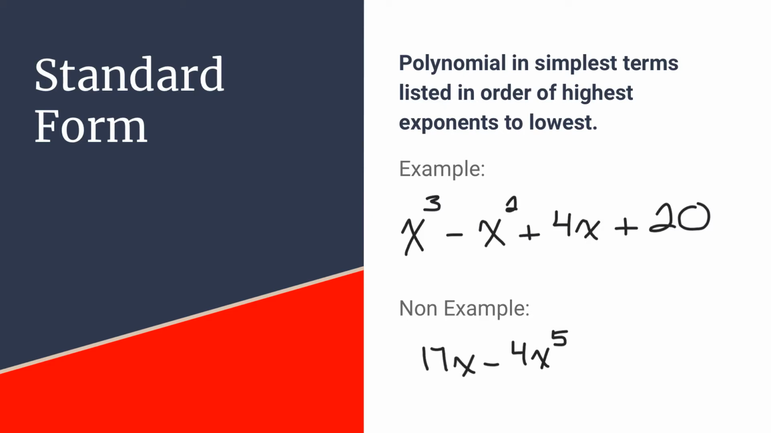A non-example of this is 17x minus 4x to the fifth power. And this is not in standard form because our exponents are listed as a 1 followed by a 5. In order to make this standard form, what we would have had to do is actually switch the order of these two terms.